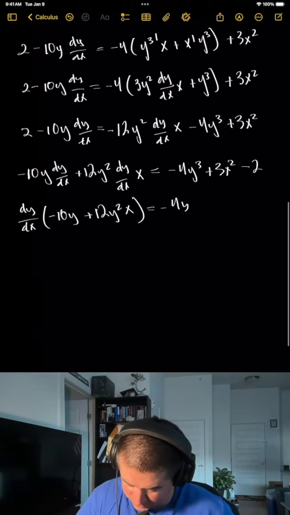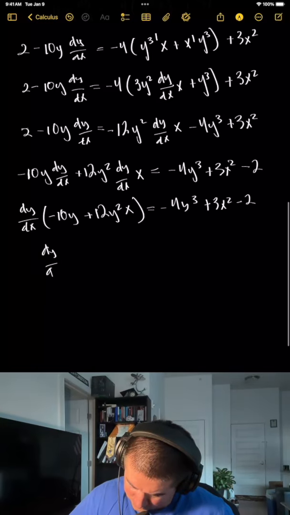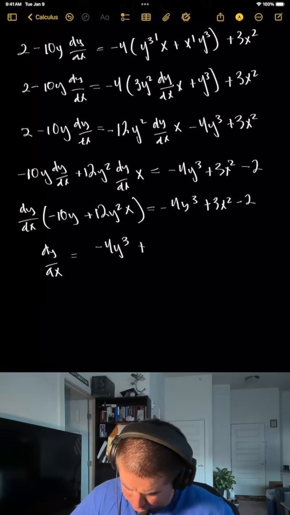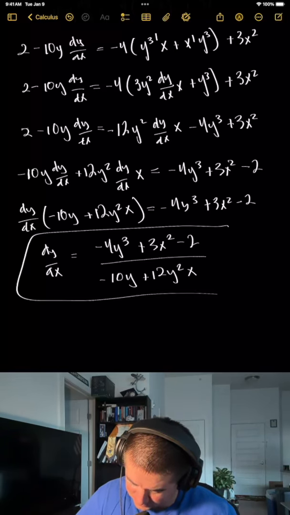So you guys can still see that: negative 4y cubed plus 3x squared minus 2. Divide that. We get dy/dx is equal to negative 4y cubed plus 3x squared minus 2 over the negative 10y plus 12y squared x. And this is our final answer.